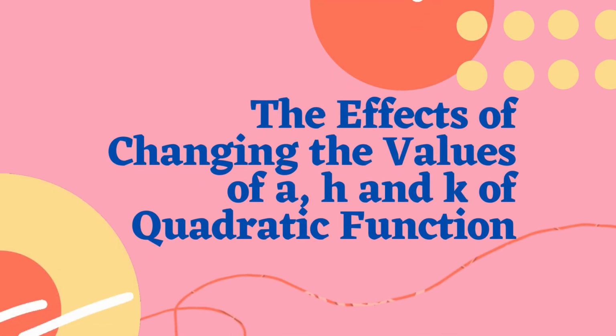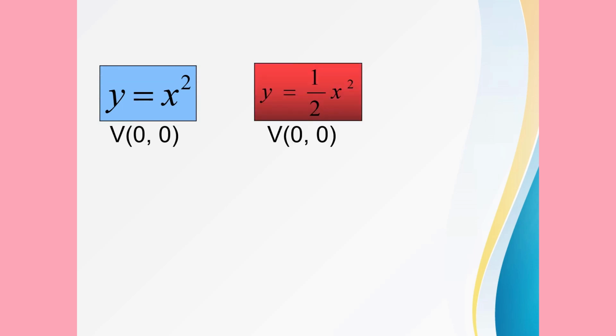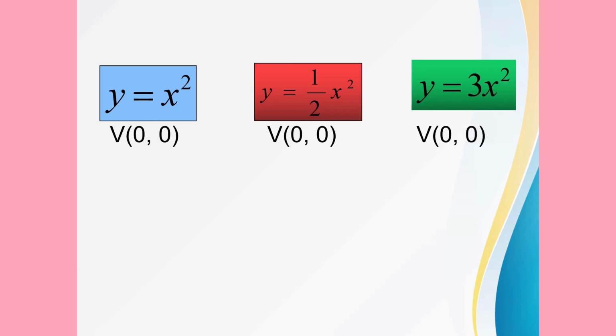The effects of changing the values of a, h, and k of quadratic function. Let us consider the different forms of quadratic functions in analyzing the effects of the values of a, h, and k to the graph of quadratic function. First, let's have y equals x squared with vertex at (0, 0), y equals 1/2 x squared with vertex at (0, 0), and y equals 3x squared with vertex at (0, 0).